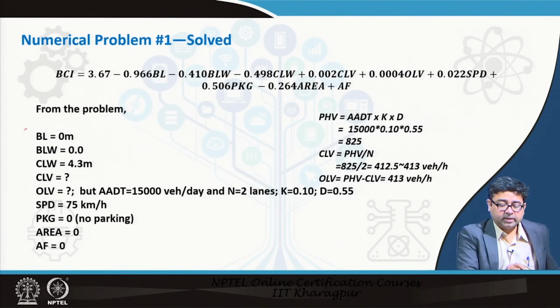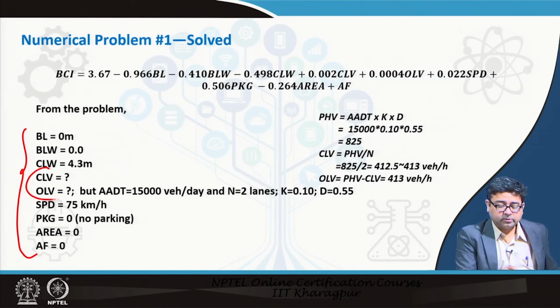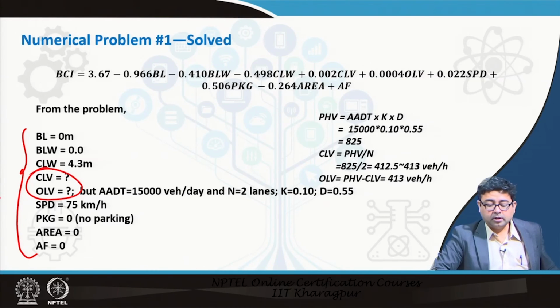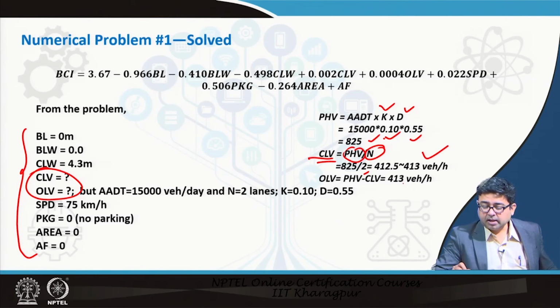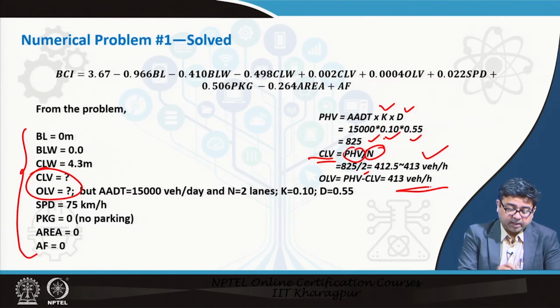You are already given all of these factors. The first thing to find out is the curb lane volume and the other lane volumes. You already have the AADT, and you have standard values of K and D, so you know the peak hour volume. You know it is a 2 lane road, so you divide the peak hour volume by 2 to get approximately the curb lane volume, and the other half is the other lane volume. Now you have calculated both of them. You know that there is no paved shoulder, so BL is 0, automatically there is no width.